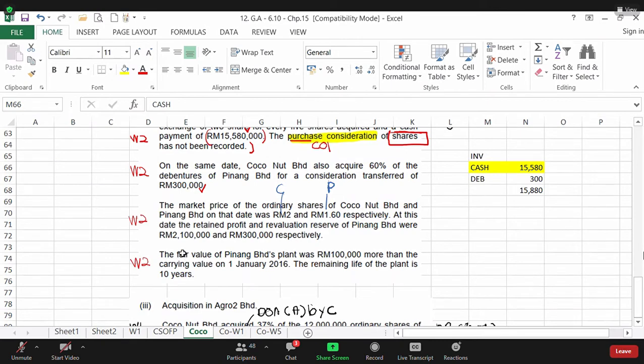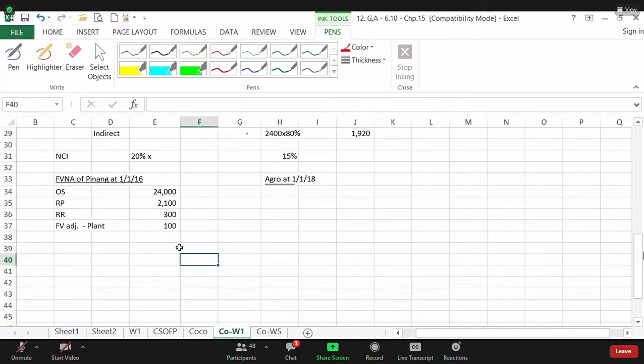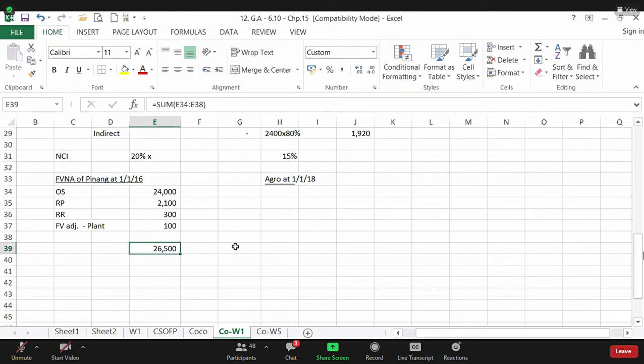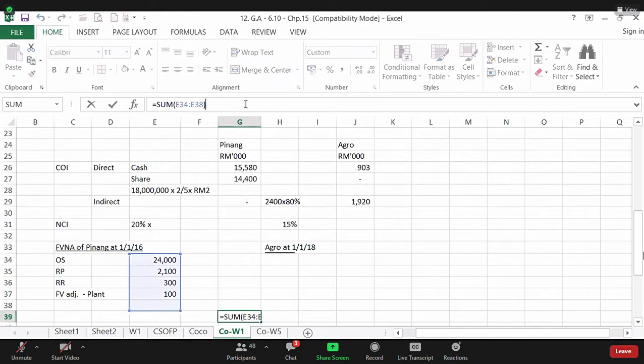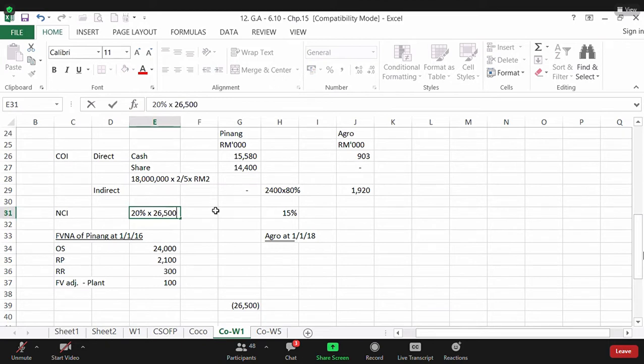The company is having depreciation, so 10 years is the schedule of reserve. This one is the working term because the schedule of reserve is used to calculate depreciation. To settle for fair value net asset, I need to total out. The amount is 2650. Bring it into fair value net asset, and bring fair value net asset two times against NCI.